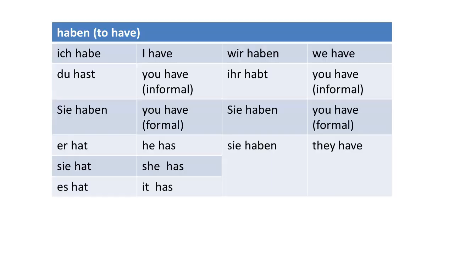So the first thing is, be sure that you've memorized the conjugation of haben in the present tense. There's no way around it. You have to memorize it. Native speakers just memorize through practice. So the more you practice, the better off you'll be.